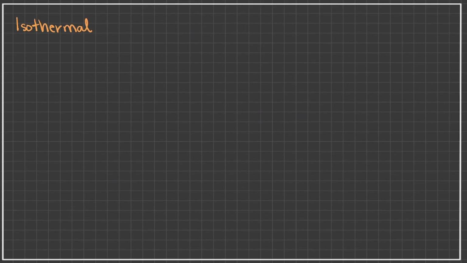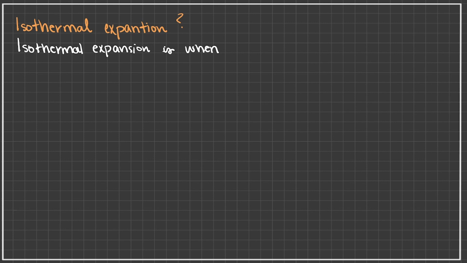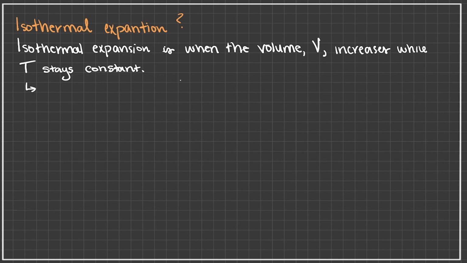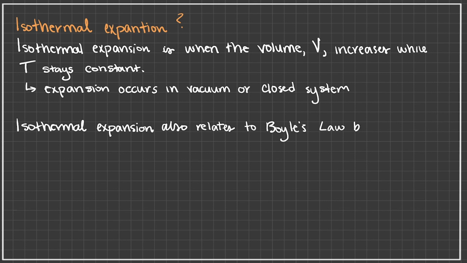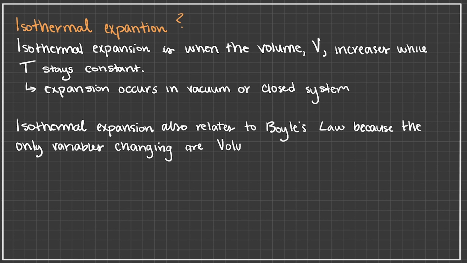Now, what is isothermal expansion? Obviously, isothermal expansion is the exact opposite of isothermal compression, which is where the volume increases while the temperature still stays constant. This expansion can occur in a vacuum or it can occur in a closed state. Please note that a vacuum is not the same thing as a closed system. An isothermal expansion is also related to Boyle's law because the only variables changing are the volume and pressure. Again, we see the temperature stays the same, so we can continuously use Boyle's law in order to find what the isothermal expansion actually is.